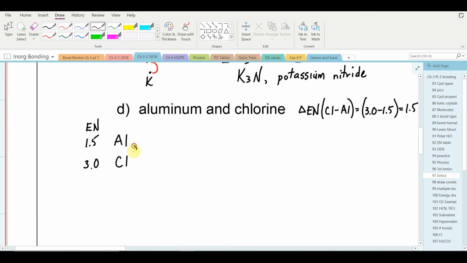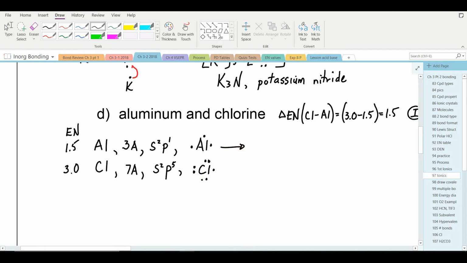So aluminum is in group 3A. All the elements in group 3A have an outer shell valence electron configuration of s2p1. That means it has 3 dots or electrons in its Lewis symbol. And chlorine's in group 7A. All the halogens have an s2p5 electron configuration in the valence shell. So chlorine's going to have 7 dots in its Lewis symbol.